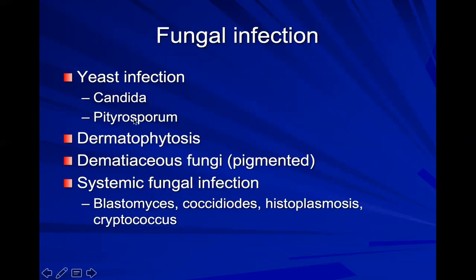Yeast infections that we see are Candida, Pityrosporum commonly. Fungal infections that we'll see are dermatophytes on top of the skin, zygomycetes or other fungi can be superficial or deeper, and then systemic or deeper fungal infections that we might see more commonly would be blasto, cocci, histo, crypto, etc.